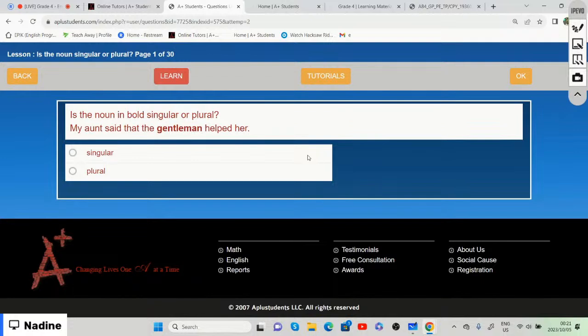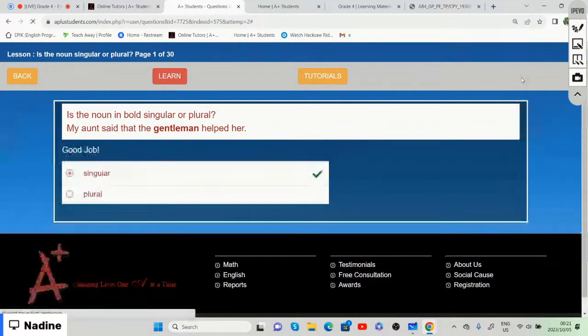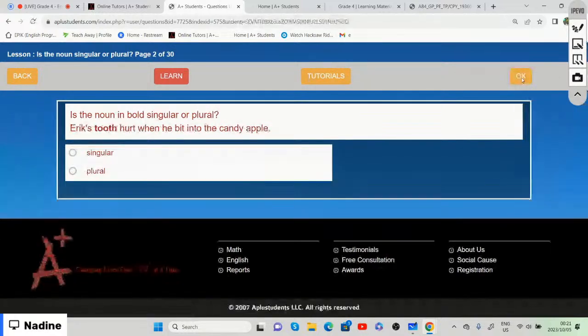All right, so if we choose singular or plural, we will say gentleman is singular, especially if you look at the word man. Man being singular, so singular. Yes, so singular, well done. Singular is correct. Eric's tooth hurt when he bit into the candy apple.